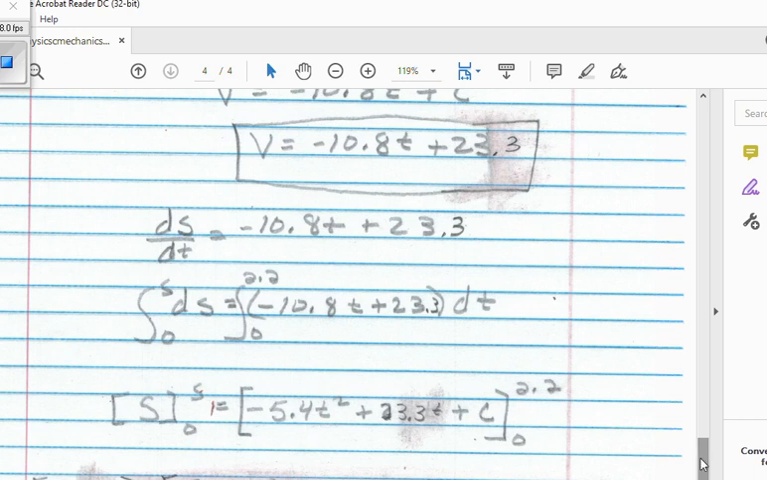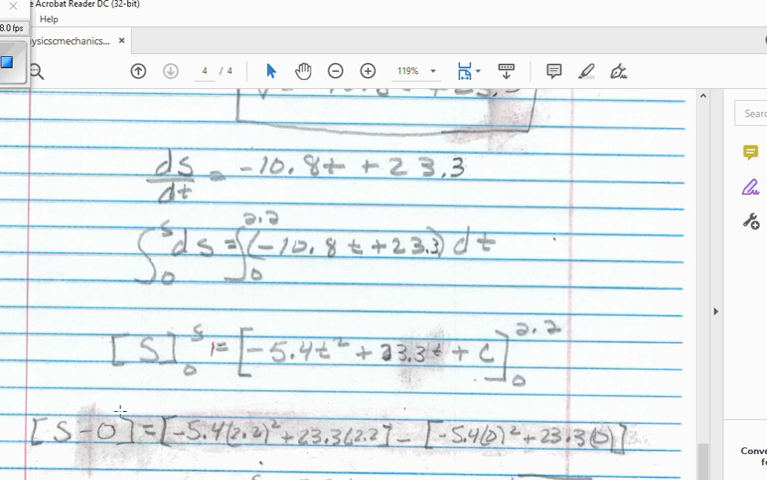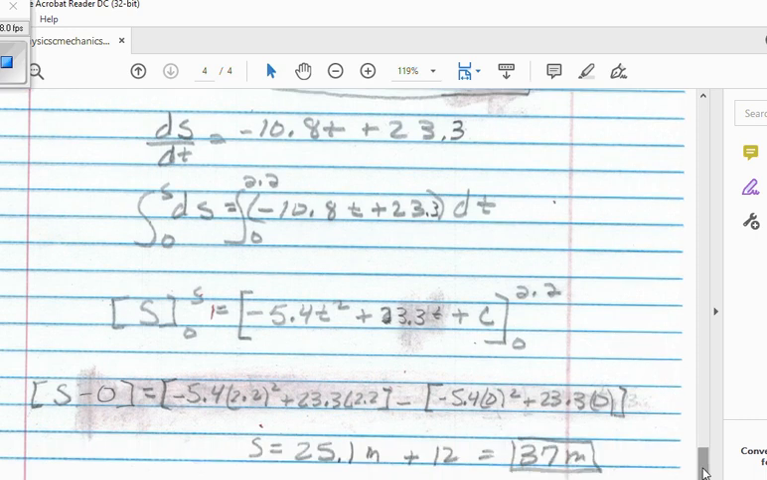Now what am I going to do here? On the left side, I put s in initially and then 0, and those two get subtracted. I'm going to put 2.2 in for my first expression here. Notice I'm not including the c again, because it's going to become 0. And I'll subtract when I put 0 in for this expression. So I put in 2.2 for t, and I subtract the next one where I put 0 in. It's going to come out to be 25.1 meters once I'm done. So our s is equal to that.